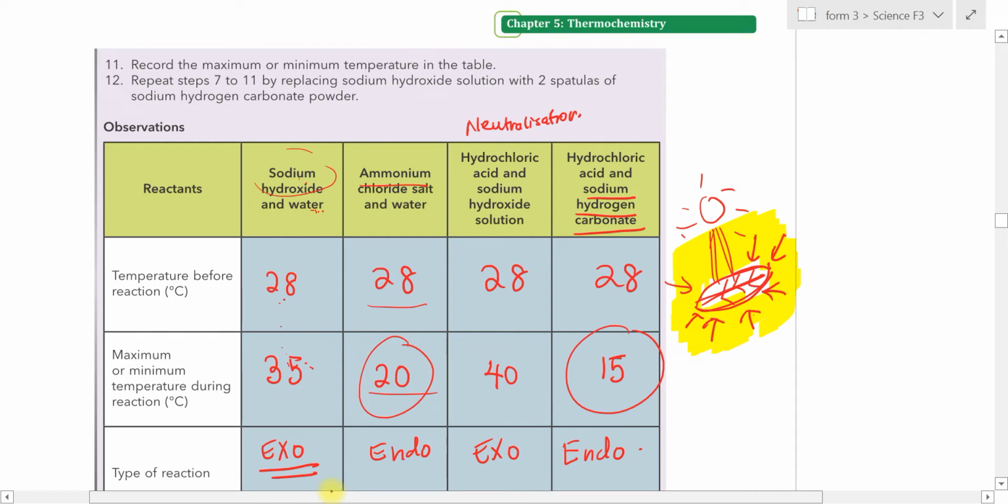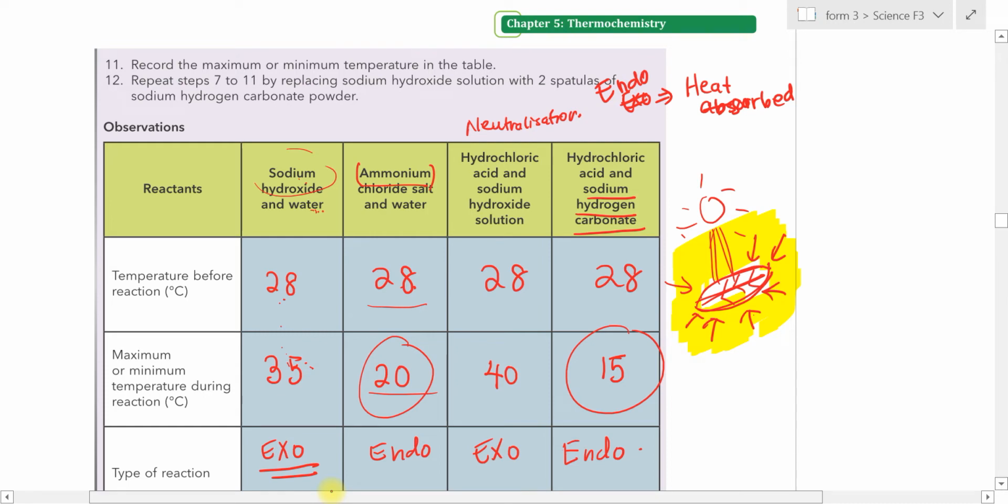Ammonium chloride or any ammonium salt. Sometimes they will use ammonium nitrate, sometimes ammonium sulfate. Doesn't matter. If you see ammonium, it will turn cold. 28 degrees Celsius, it becomes 20 only. That means heat is absorbed. Many people get confused. They tell me exothermic is heat absorbed. Sorry, endothermic. Endothermic, heat is absorbed.